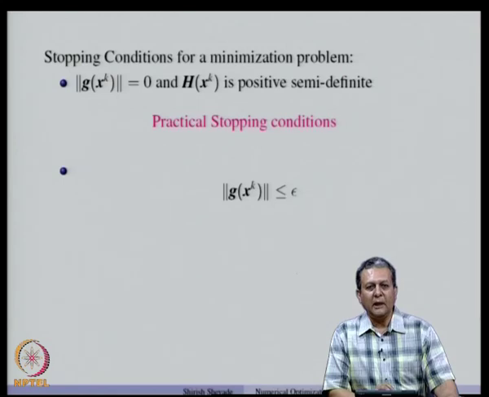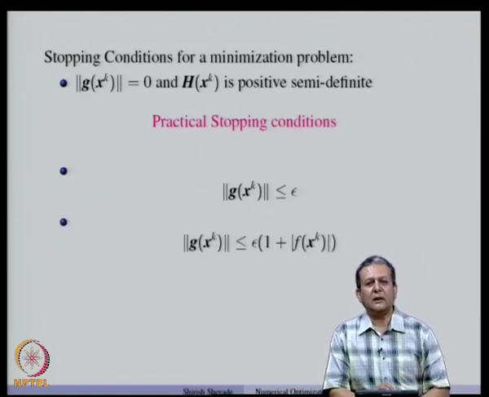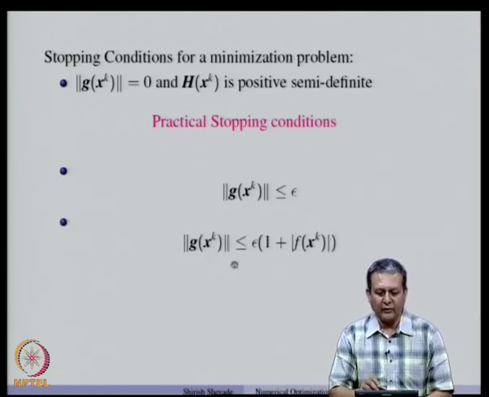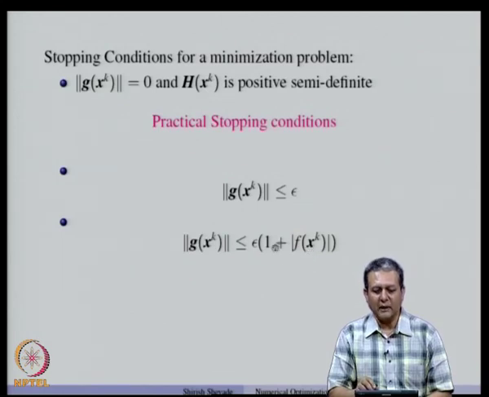So, many a times another condition that is used is norm of the gradient at x k should be less than or equal to epsilon into 1 plus absolute value of f of x k. So, this makes use of the absolute function value. So, that takes care of the scaling part.